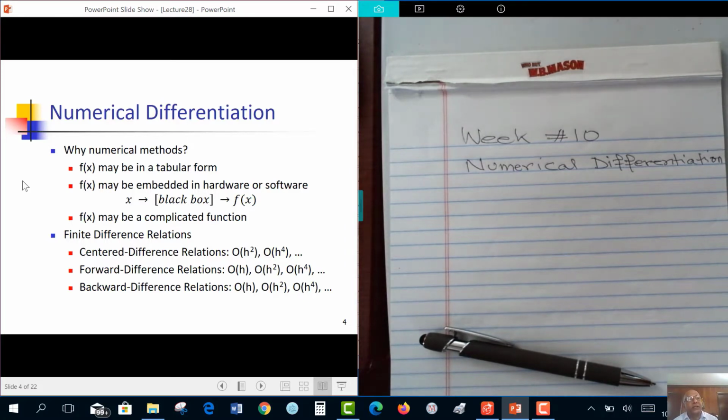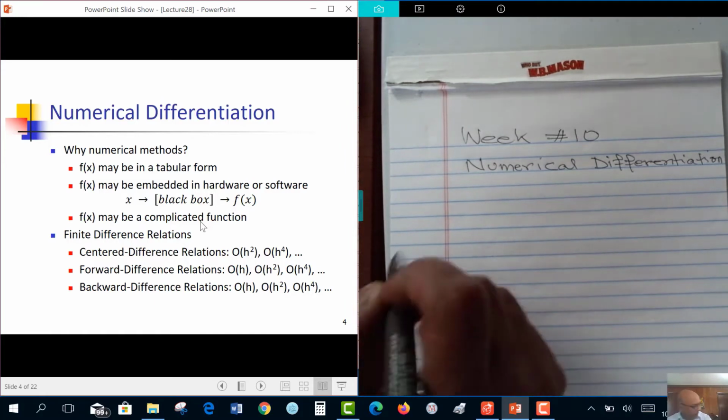Numerical differentiation. So, why do we want to learn numerical methods? Well, the reason is you know how to differentiate a function, but the function may be in tabular form. Then you cannot use your calculus techniques. The function may be embedded in hardware or software. So the function may be a black box. So if we want its derivative, we need to take it numerically. The function may be a complicated function. So you may not want to spend the time differentiating it.